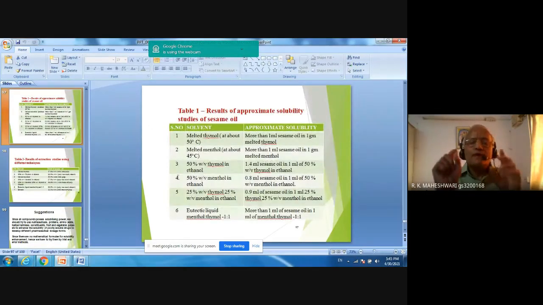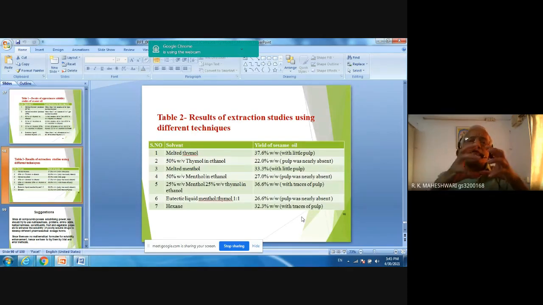Now, briefly, the Eutectic liquid of menthol and thymol, since we are talking about Eutectics. Menthol and thymol Eutectic liquid in 1:1 ratio is a very good solvent for sesame oil. Sesame oil is found in sesame seed powder. More than 1 ml of sesame oil is soluble in 1 ml of menthol thymol Eutectic liquid, meaning there is very good solubility of sesame oil in this Eutectic liquid. This Eutectic liquid was used to extract oil from sesame seed powder, and here the yield was found to be 26.6%.